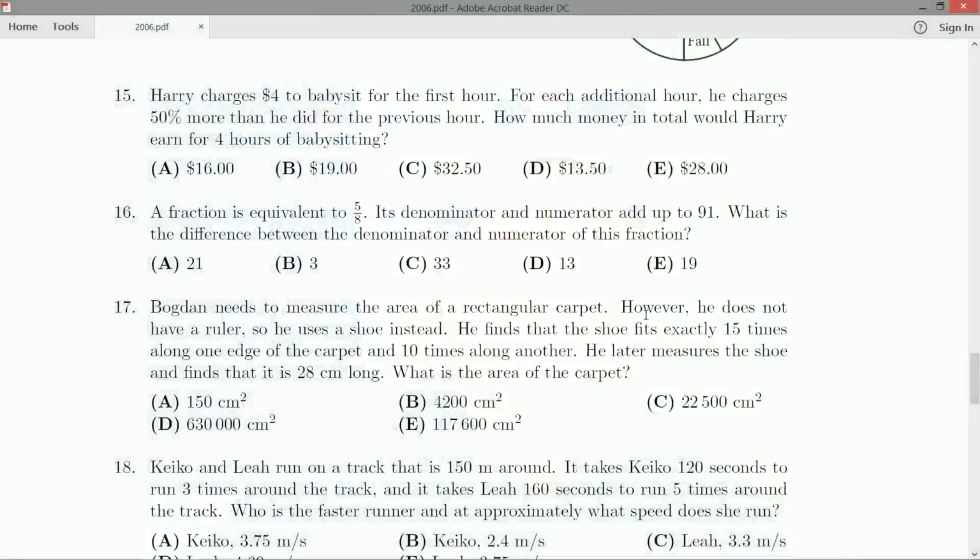Root Beer here with the 2006 Grade 7 Gauss paper, and we're all the way up to question number 16. So hopefully you've given it a try. Let's have a gander at it together.